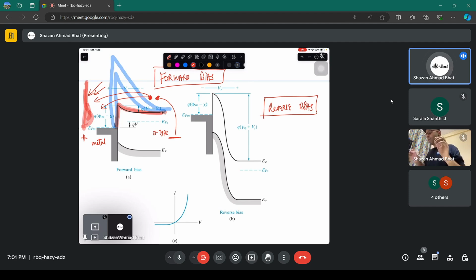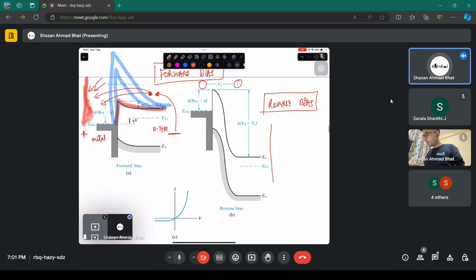Just remember that whenever you connect a higher potential to the semiconductor here, that is the reverse bias case. And when you connect the lower potential to the semiconductor, that is the forward bias case. As simple as that. You have connected the higher potential here, lower potential here. Negative is the ground. So when you connect the positive potential here, this region goes lower. You connected negative here, this region goes higher.